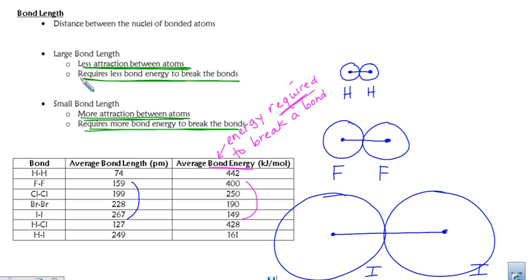There's one other factor that will affect the strength of a bond, or the amount of energy required to break the bond, and that's whether the bond is single, double, or triple. And we'll look at that in one of the next videos.